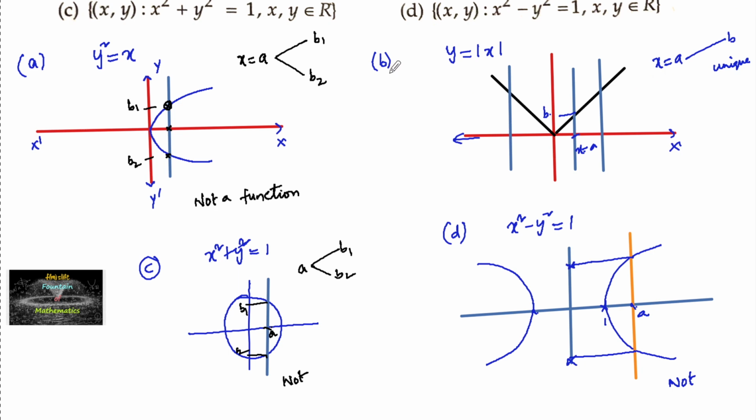So among the four options, option B is the only relation which is a function.